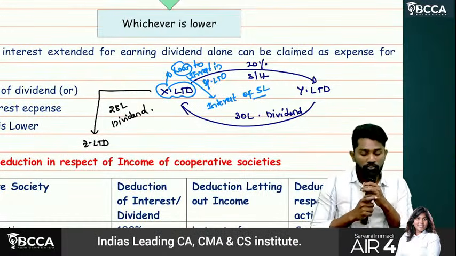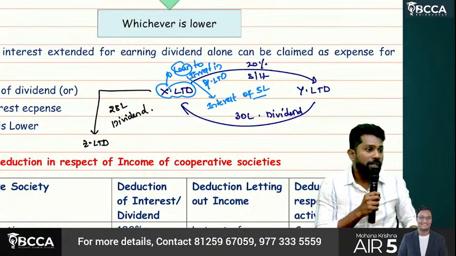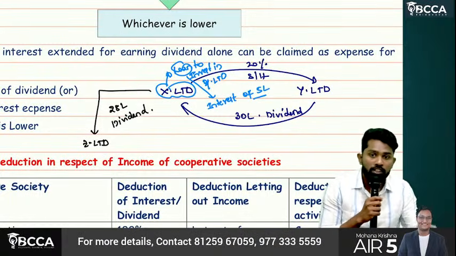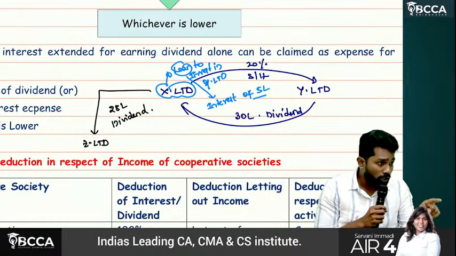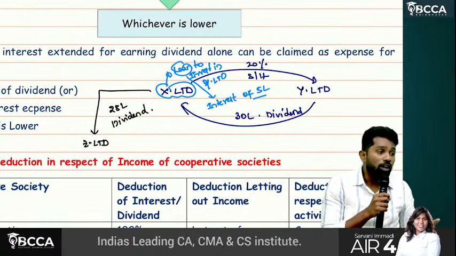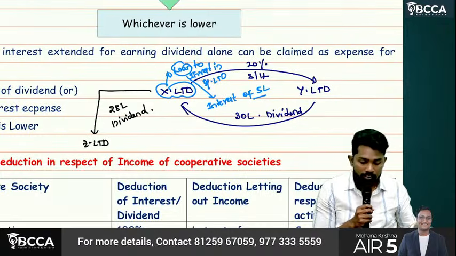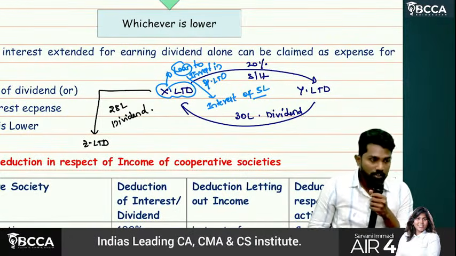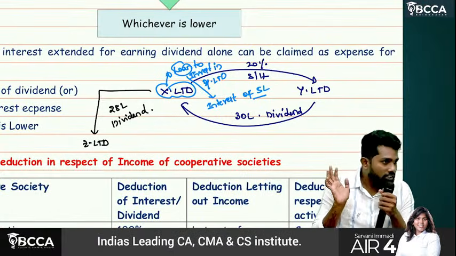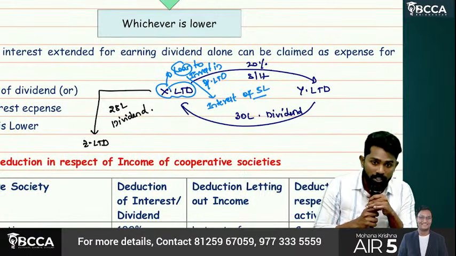So what the provision said is, actual interest paid or 20% of the dividend, whichever is lower, can be claimed as expense. Once again repeating, sir, how much? Actual interest paid or 20% of the dividend. 30 lakhs into 20% is 6 lakhs, whereas actual interest is how much? 5 lakhs only. So no problem, 5 lakhs can be claimed as deduction.